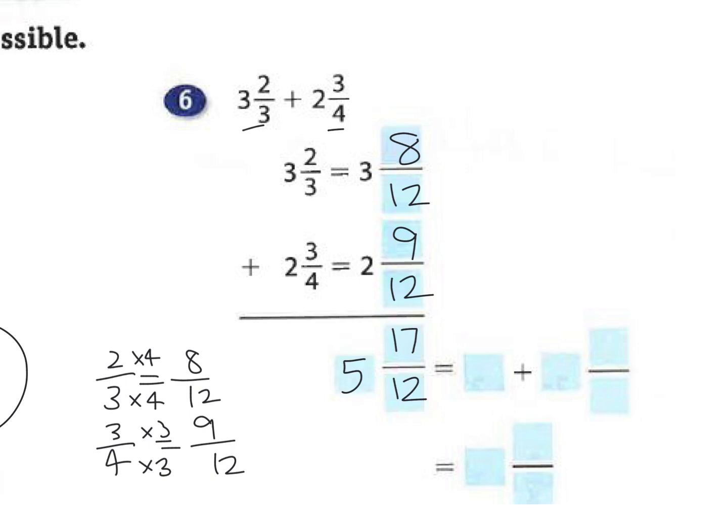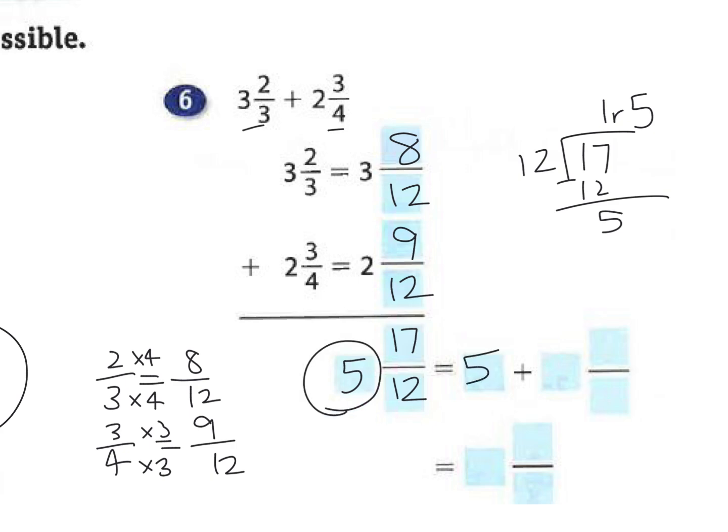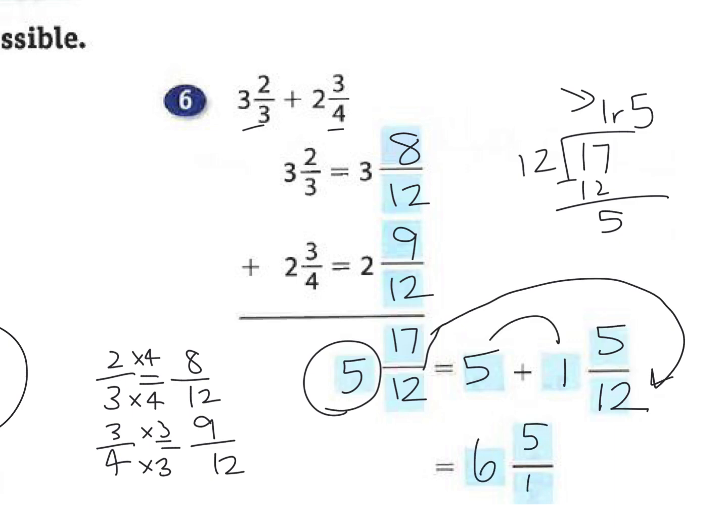All right, we got to change this 17 twelfths to a mixed number. So 17 divided by 12 is 1. 1 times 12 is 12. So then we get 1 remainder 5. So that means that this whole number, we have 5 from right here. And then up here we have 1 with a remainder of 5 out of 12. Because if it is 17 twelfths, the denominator stays the same. So then we now need to add these. We have 2 whole numbers, so 5 plus 1 is 6, and then we have 5 twelfths.